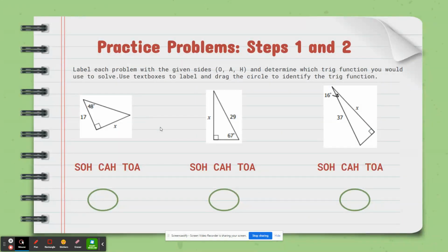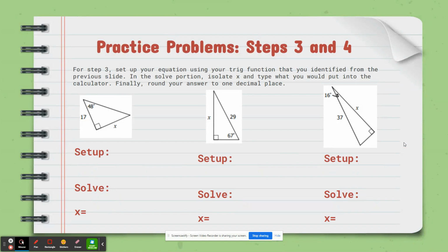On this slide, there are 3 practice problems for you to try. You will insert text boxes to label O, A, or H on each of the triangles, just like we did in step 1 of the 3 previous examples. And then you will drag the circle over to which trig function you would use, just like we did in step 2. Moving on to steps 3 and 4, for the same 3 problems, you're going to set up the equation like we did in step 3. Using the trig function you identified from the previous slide, where it says to solve and isolate for x, write what you would type into the calculator, and then finally you'll use the calculator to solve for x. Make sure to round all answers to 1 decimal place.